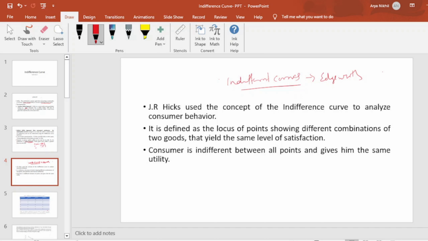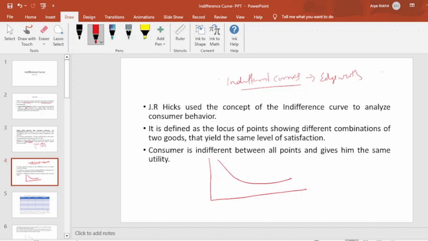So now we are going to discuss what indifference curves are. How can we define it? An indifference curve can be defined as the locus of points showing different combinations of two goods that yield the same level of satisfaction. This is the indifference curve.